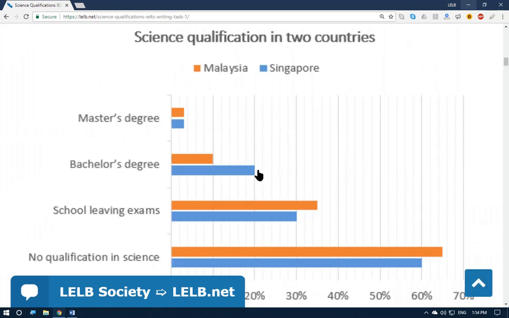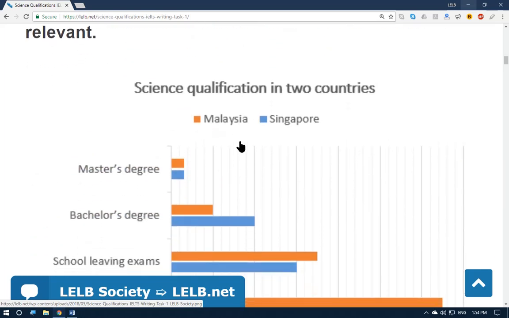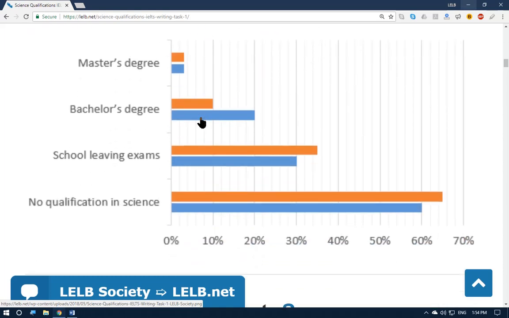Alright, and what about the instructions? The chart below gives information about science qualifications held by people in 2 countries. Summarize the information by selecting and reporting the main features and make comparisons where relevant. And as you can see, the 2 nations are Malaysia and Singapore, and it refers to science qualifications. This chart is so simple and it's not that complicated.